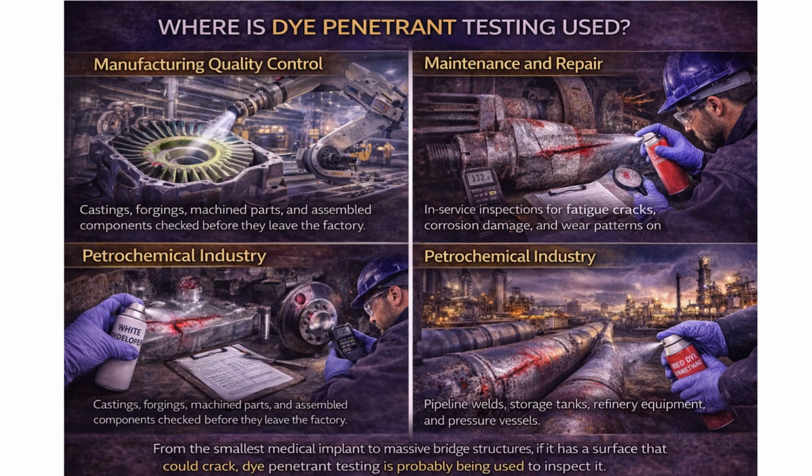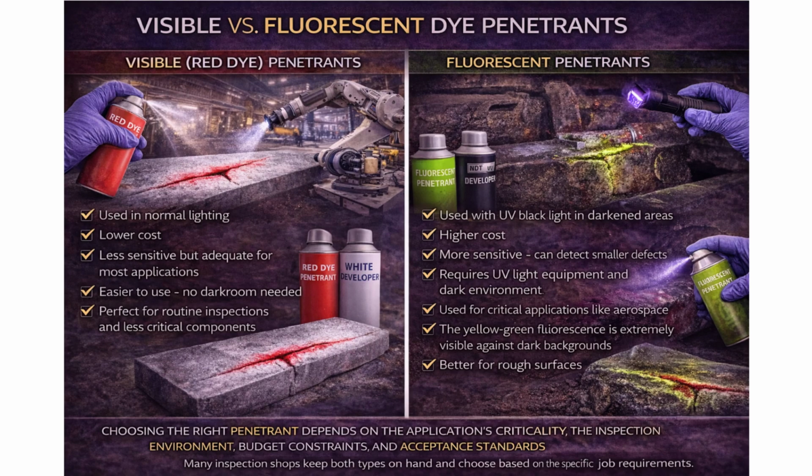From the smallest medical implant to massive bridge structures, if it has a surface that could crack, dye penetrant testing is probably being used to inspect it. Let's do a quick comparison between fluorescent and visible dye penetrants to help you understand when each is used. Visible, red dye penetrants, used in normal lighting. Lower cost, less sensitive but adequate for most applications. Easier to use, no darkroom needed. Perfect for routine inspections and less critical components. The red on white contrast is easy to see.